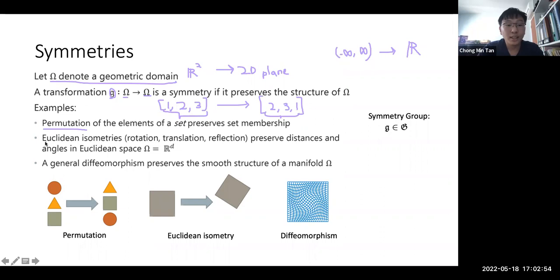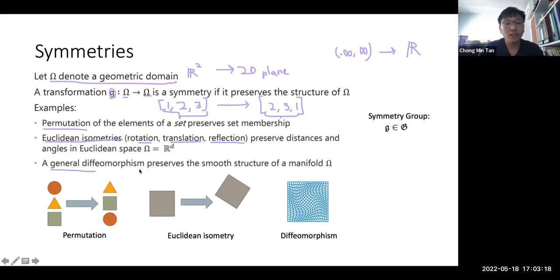There's also Euclidean isometries like rotation, translation, reflection. I believe we shared some of this before. Rotation in 2D is where you apply a cosine theta, sine theta to certain elements to do rotation. Translation is just adding a scalar to X and Y. Reflection is just multiplying by a negative, or you can translate then reflect. So these are Euclidean isometries.